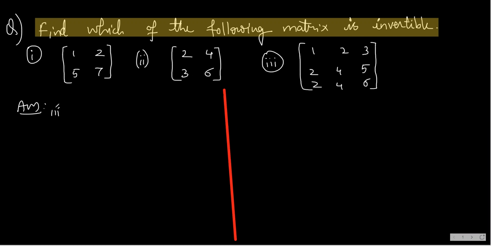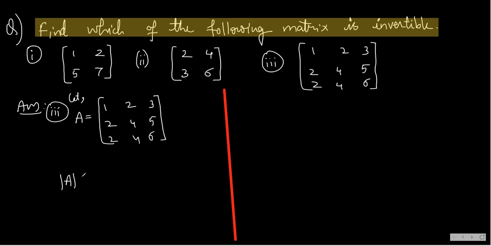Let's go for the third one. In the third one, once again, I take this matrix as A. So I write let A be the matrix 1 2 3, 2 4 5 and 2 4 6. The next step is we will find the determinant of A. You are writing the same numbers, but this time between two parallel lines: 1 2 3, 2 4 5 and 2 4 6.